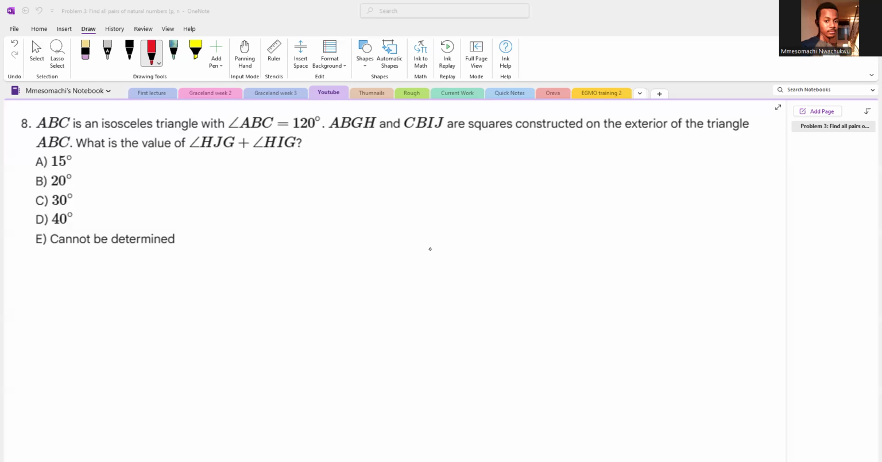Okay, so let's look at this. First of all, we're given an isosceles triangle, but we're not told the two sides that are equal. But we can infer this. An isosceles triangle has two equal angles, the base angles. It's very obvious that the base angle cannot be 120 degrees. Why? Because if we have two angles of 120 degrees, the sum of the angles will be at least 240 degrees, which is greater than the sum of angles in a triangle. So the base angle is not going to be 120 degrees.